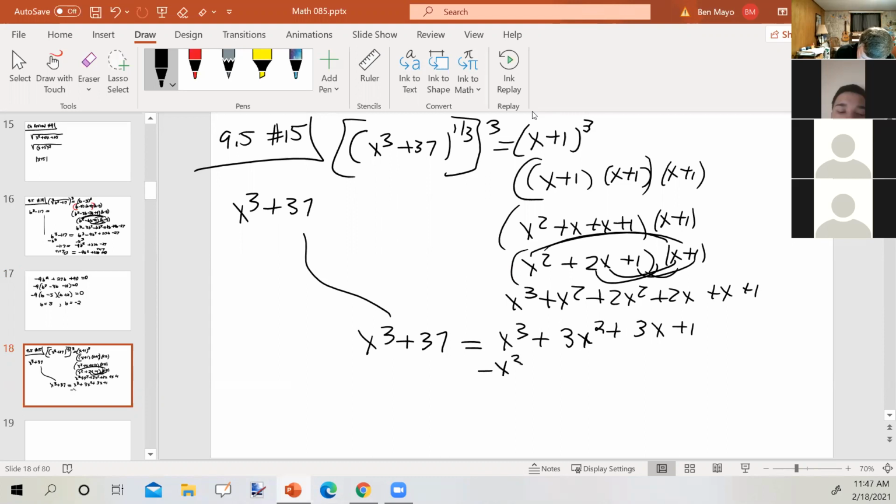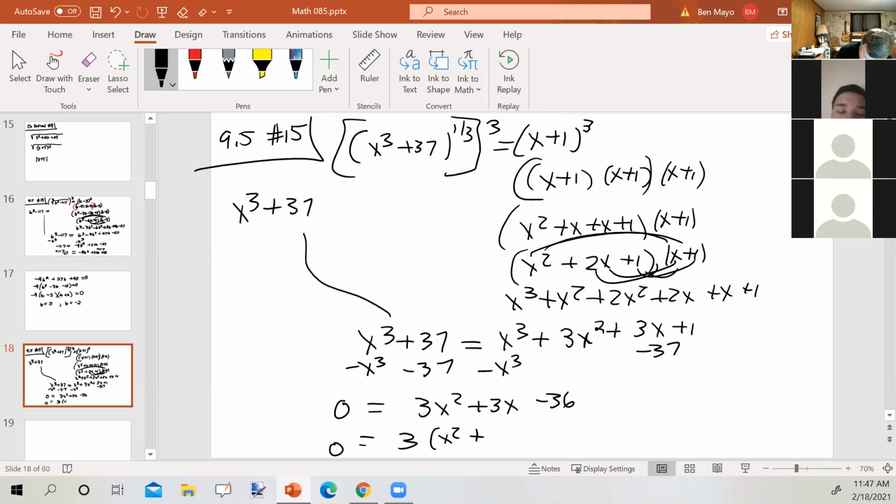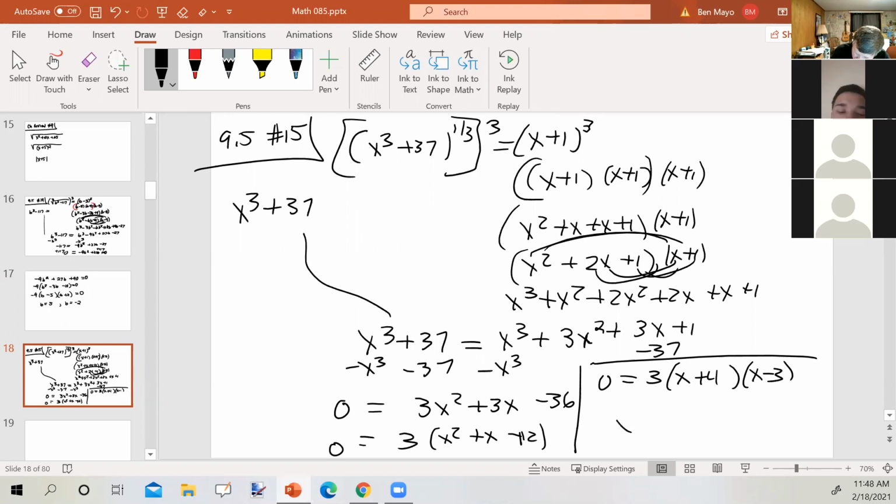I'm going to subtract x cubed from both sides, and I'm going to subtract 37 from both sides, and I get 0 equals 3x squared plus 3x minus 36. Oh, I can factor a 3 out, and I get that. Then I get 0 equals 3 times, and that's a 12, so it's going to be a plus 4 and a minus 3. So x is -4, x is 3. And there's the two solutions. Any questions there before we go on? No. Okay.